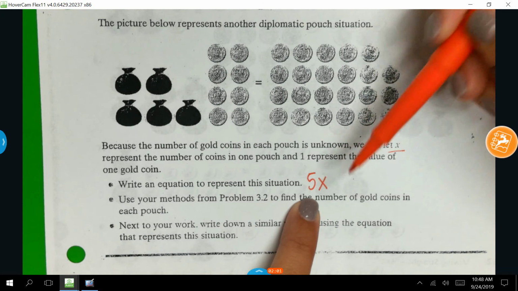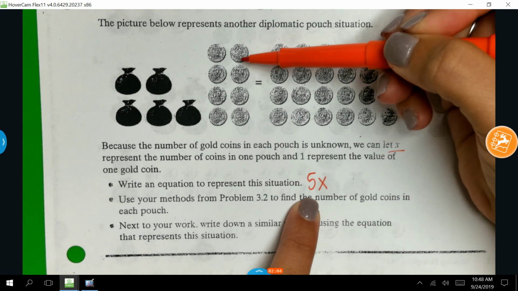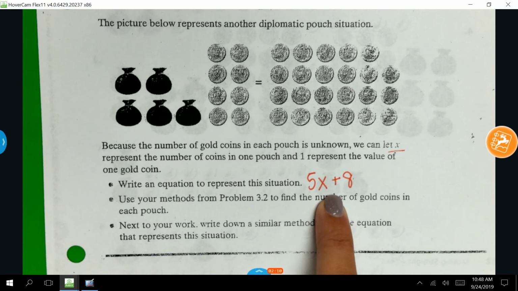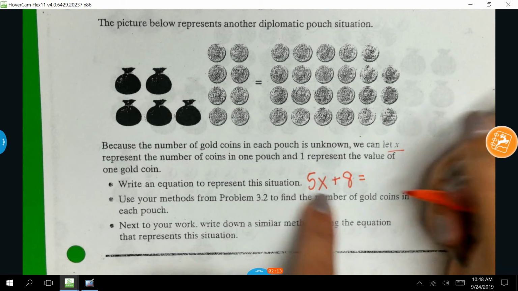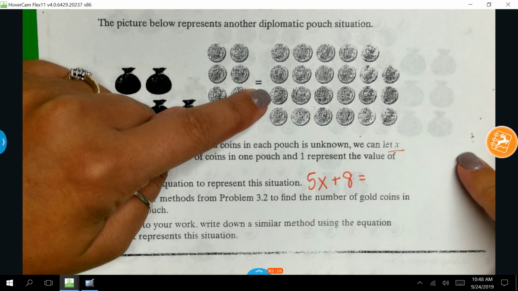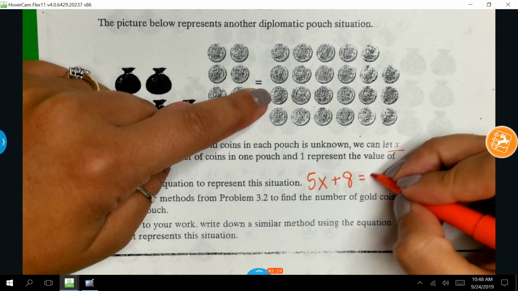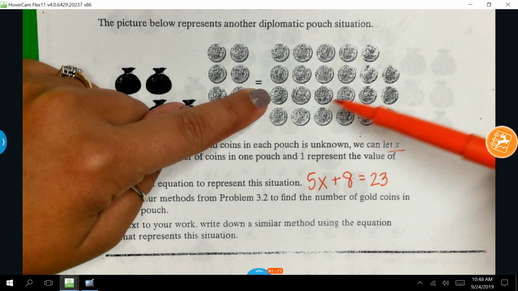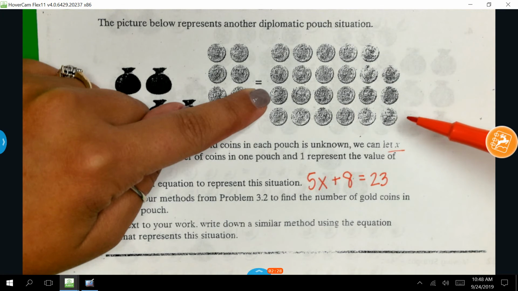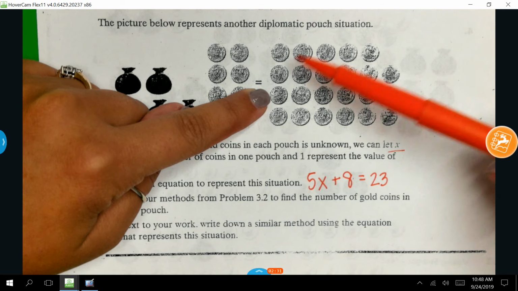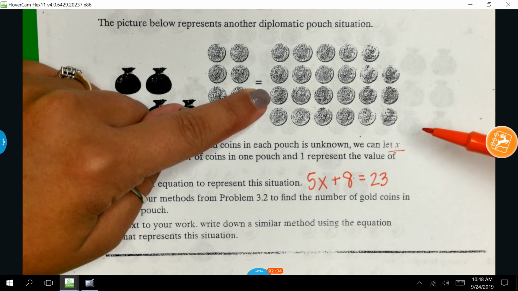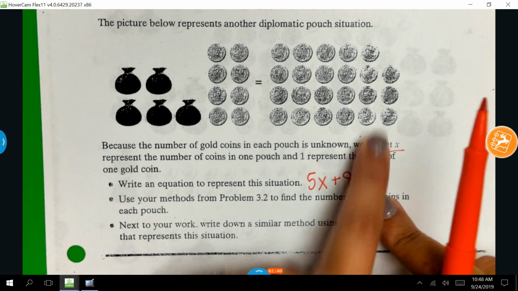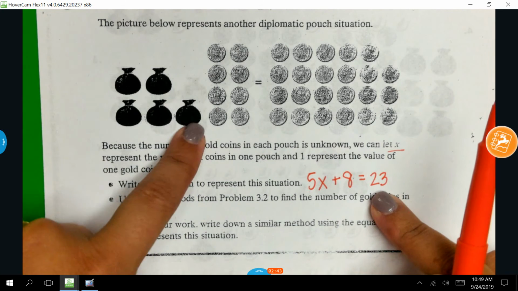Okay. How many coins do I have here? 8. So I'm just adding a plus 8 there. And it equals, how many coins do I have over here? 23. Is it going to be 23 or 23x? Just 23. You're just counting these numbers, these coins. Okay. And it's just 23. It's not 23x because it's coins, and I know exactly how many coins there are. Okay. So my equation, 5x plus 8 equals 23, represents this picture equation as well. So these are the same things. Okay.